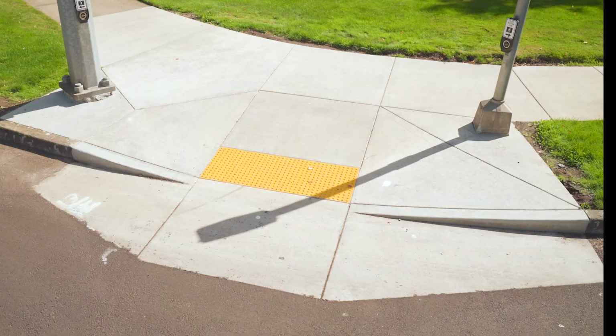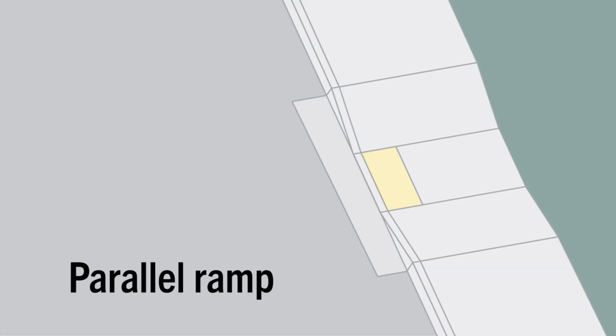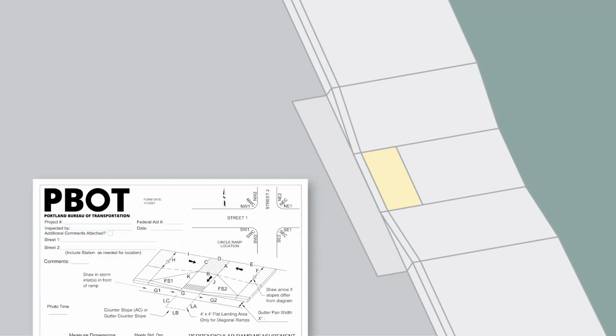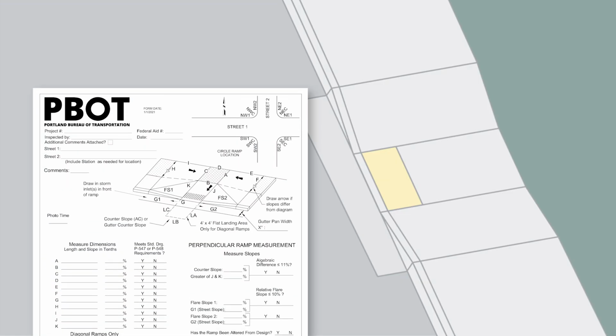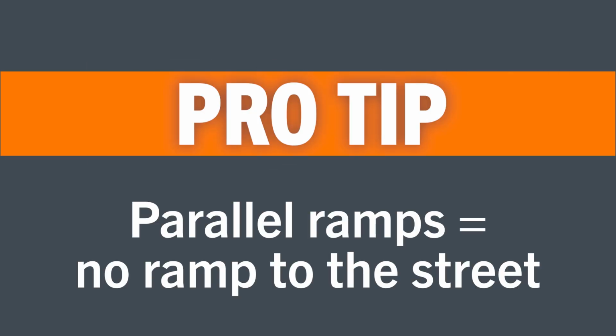Otherwise, diagonals and perpendiculars have all the same parts and letters. But how about parallel ramps? Those look completely different from the basic ramp on the form. How do you inspect those? Well, here's another pro tip. Parallel ramps are perpendicular ramps without the ramp down to the street.